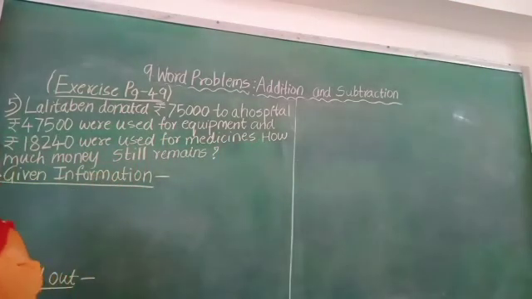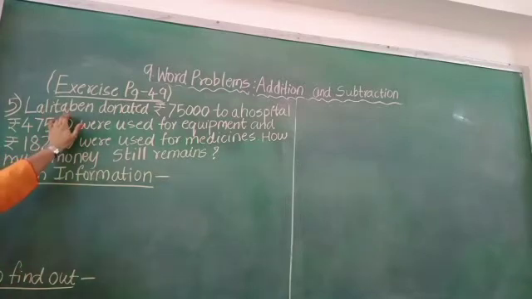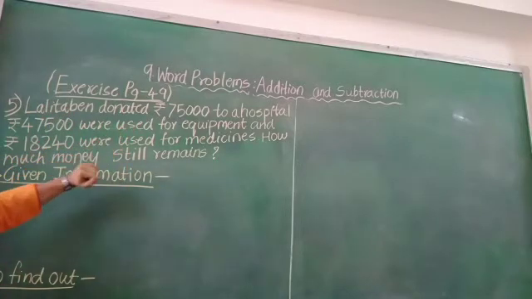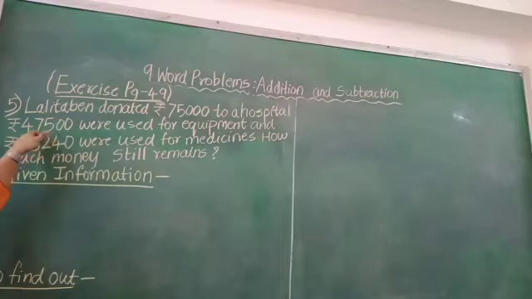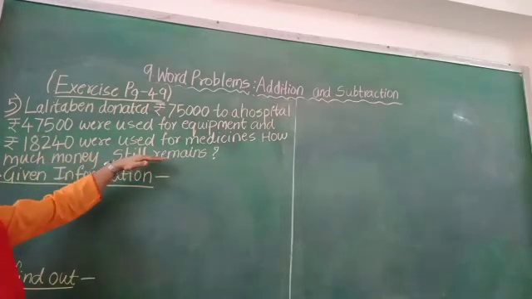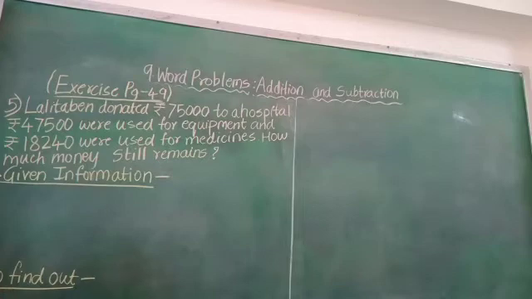Here what they are telling us, Lalitaben donated 75,000 to a hospital, of which 47,500 were used for equipment and 18,240 were used for medicine. So how much money still remains? After spending this much amount, what will the amount remaining be? So what is the information given here in the question?